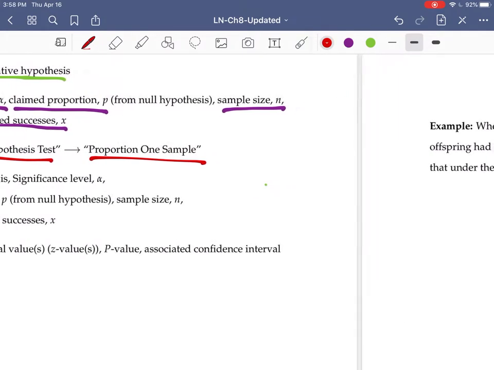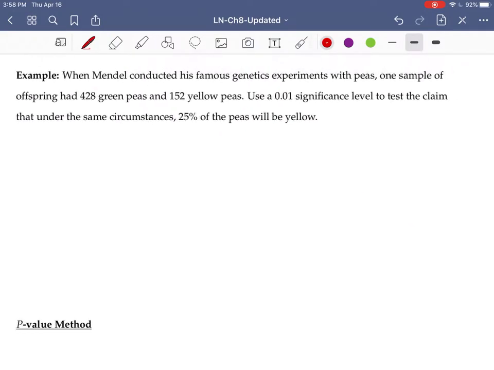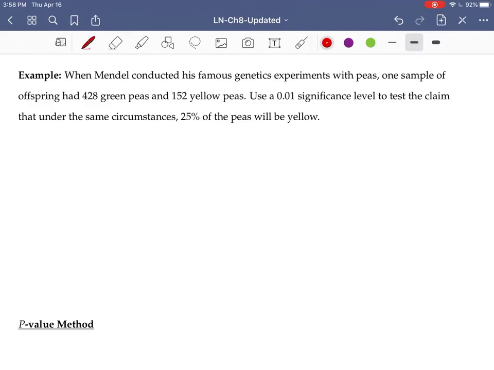All right, so let's take a look at an example. When Mendel conducted his famous genetics experiment with peas, one sample of offspring had 428 green peas and 152 yellow peas. We want to use a 0.01 significance level to test the claim. What is the claim that we are testing? We're testing the claim that under the same circumstances, 25% will be yellow.